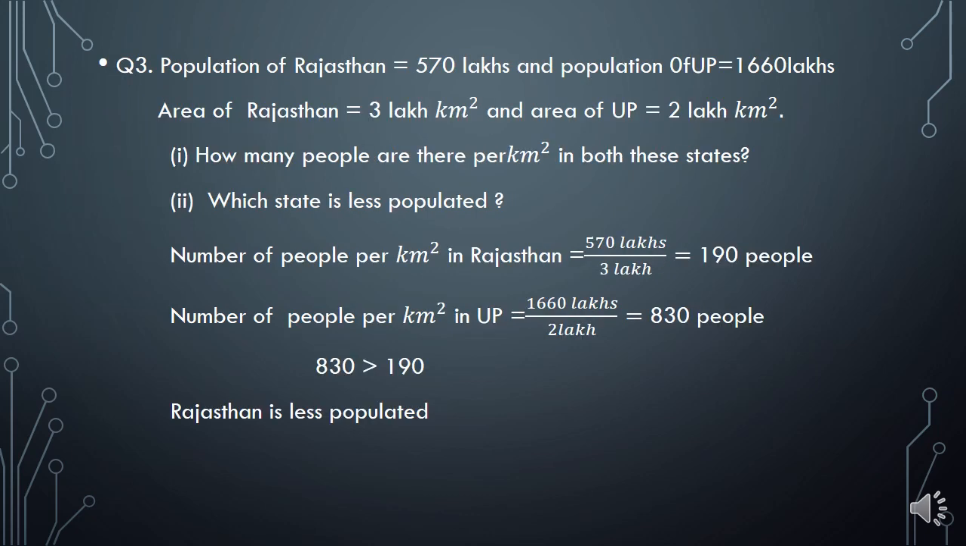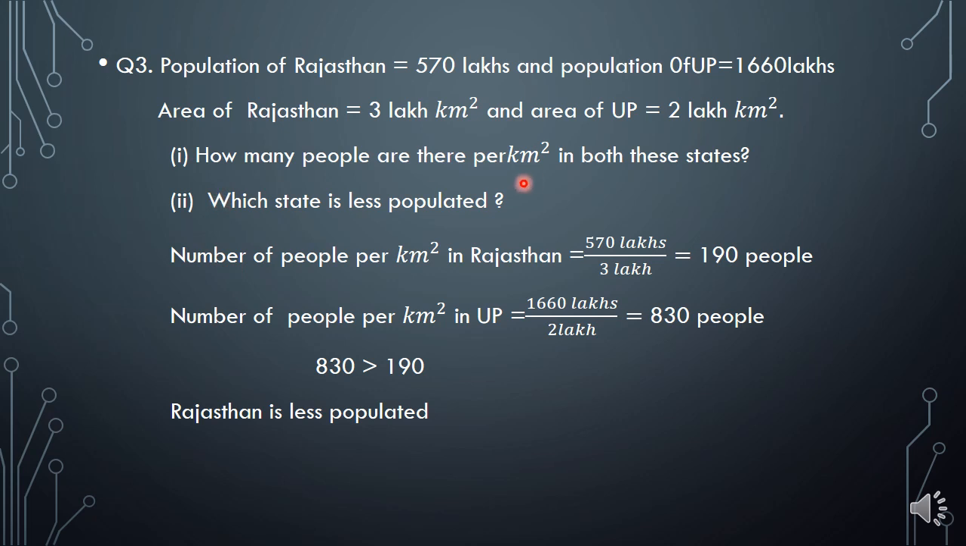Question number 3. Population of Rajasthan is equal to 570 lakhs and population of UP is equal to 1660 lakhs. Area of Rajasthan is equal to 3 lakh kilometers square and area of UP is equal to 2 lakh kilometers square. How many people are there per kilometer square in both of these states? Which state is less populated? So we have these 2 questions. So how can we solve this? Okay, let us start solving.